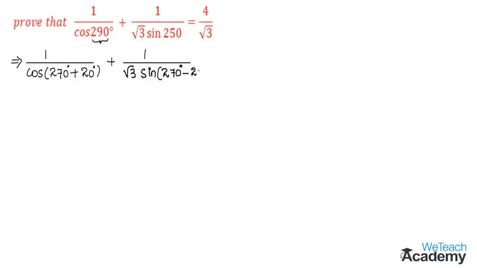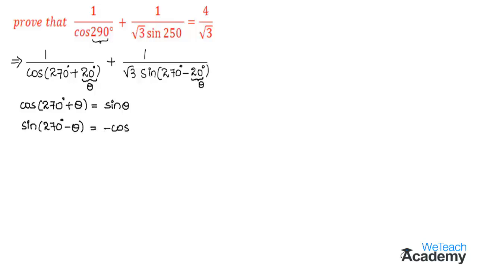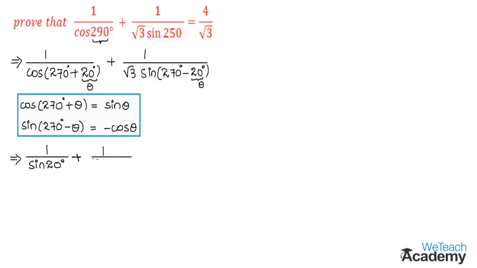Here, in the denominator, we can use the formula of cos 270 degrees plus theta by just replacing 20 with theta. The formula for cos 270 degrees plus theta is equal to sin theta, and by replacing 20 degrees with theta, we get the formula sin 270 degrees minus theta, which is equal to minus cos theta. By using both these formulas, we get 1 by sin 20 degrees plus 1 by root 3 into the value of sin 270 degrees minus 20 degrees, which is minus cos 20 degrees.